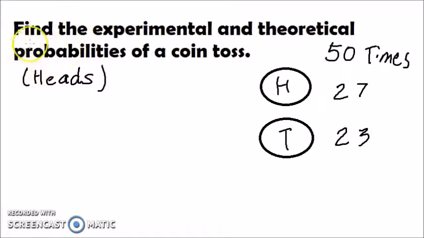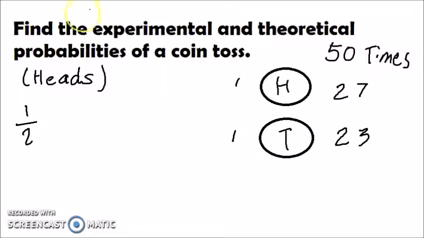Okay, so for this example, we're going to find the experimental and theoretical probability of a coin toss. And in this case, we are trying to find heads. So in order to find the theoretical probability, we have to find the number of favorable outcomes divided by the number of possible outcomes. The number of possible outcomes is 2, because heads is 1 and tails is also 1, so 1 plus 1 is 2. And heads is equal to 1 outcome because it's only 1. So the theoretical probability would be 1/2.